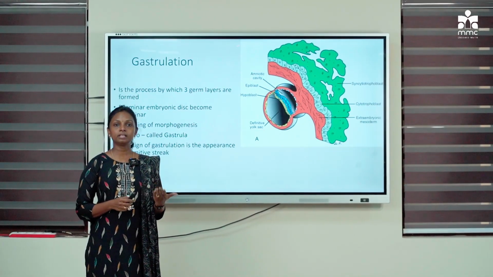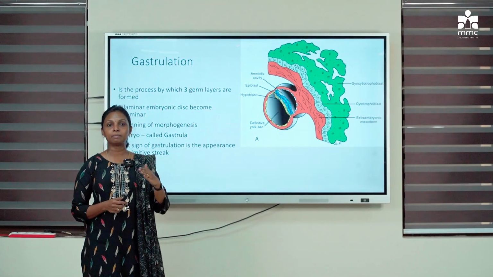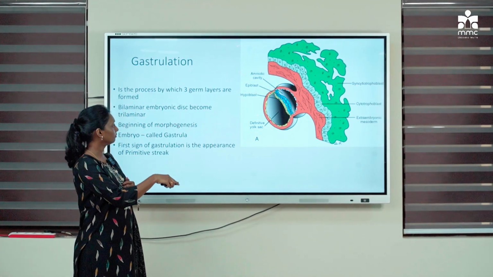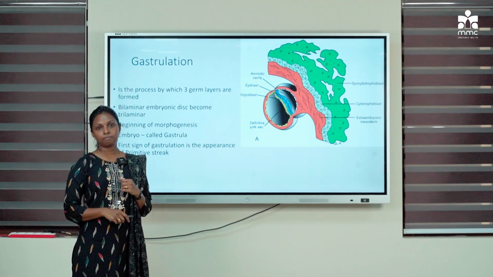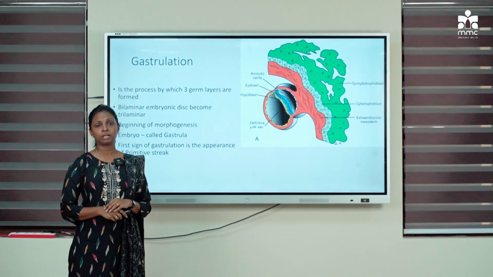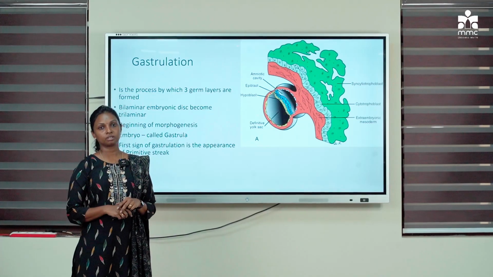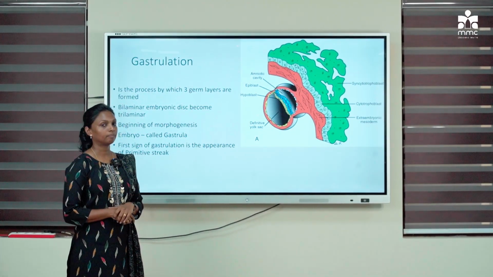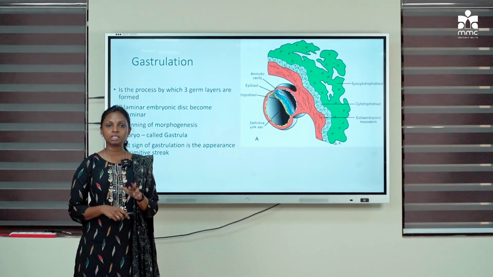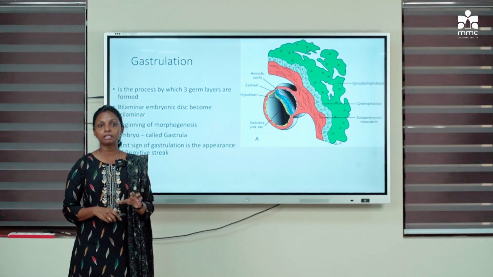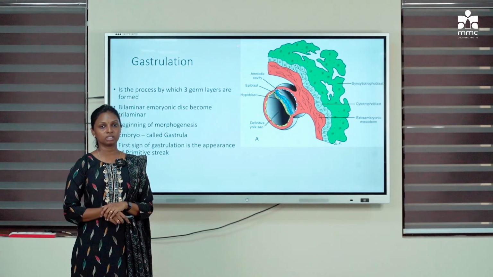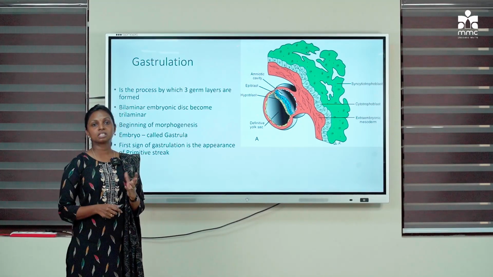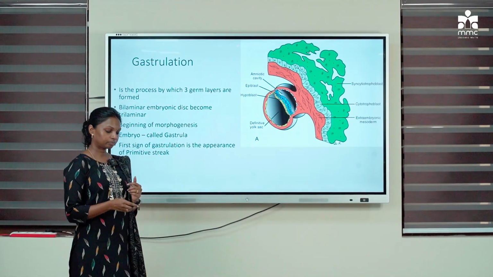So what are the layers in the bilaminar germ disc? There will be an epiblast and a hypoblast. The blue one is the epiblast and the yellow one is the hypoblast. This bilaminar germ disc is converted into a trilaminar germ disc. The formation of the primitive streak in the germ disc determines the beginning of gastrulation. The embryo at this stage is called a gastrula.